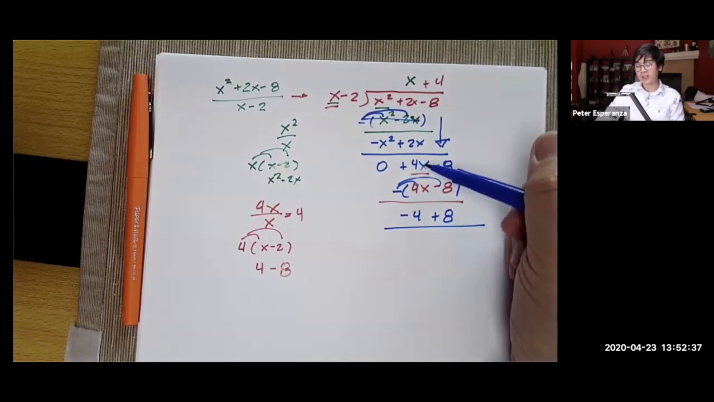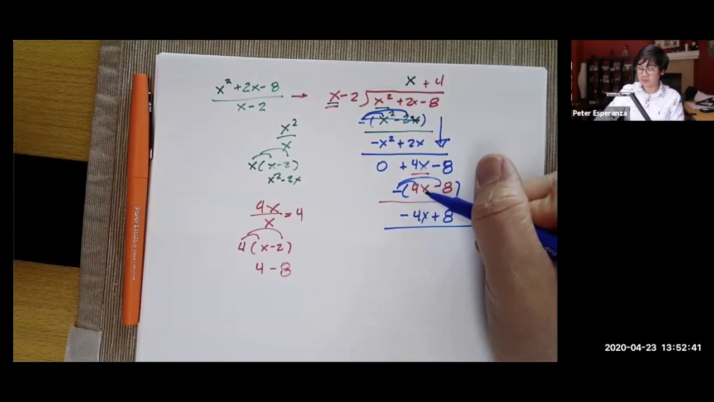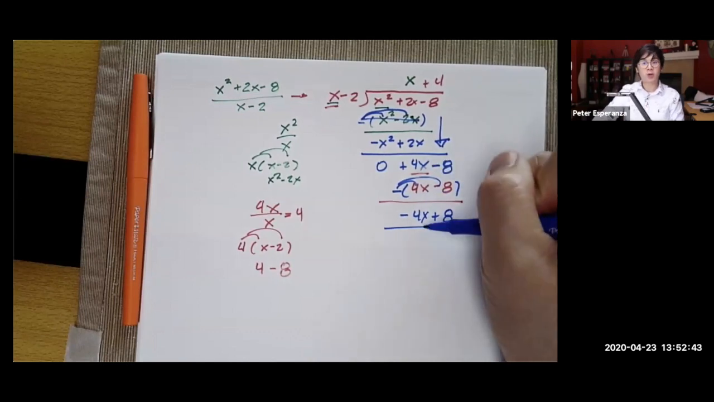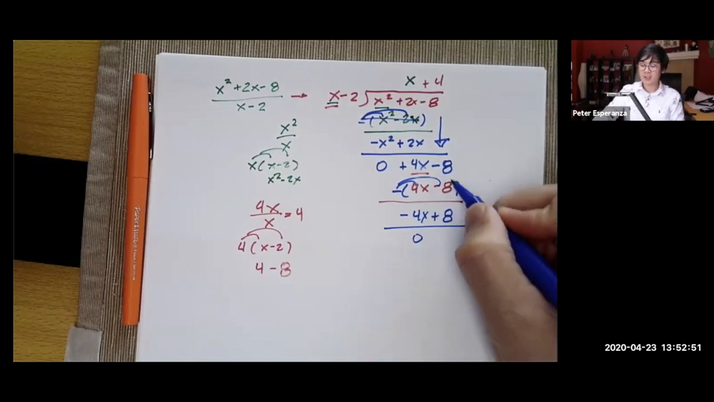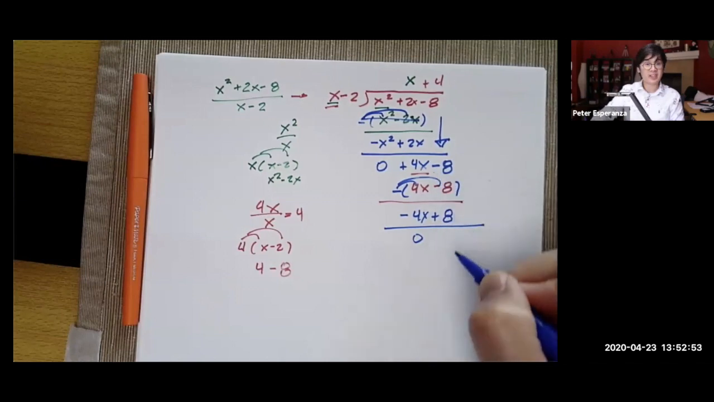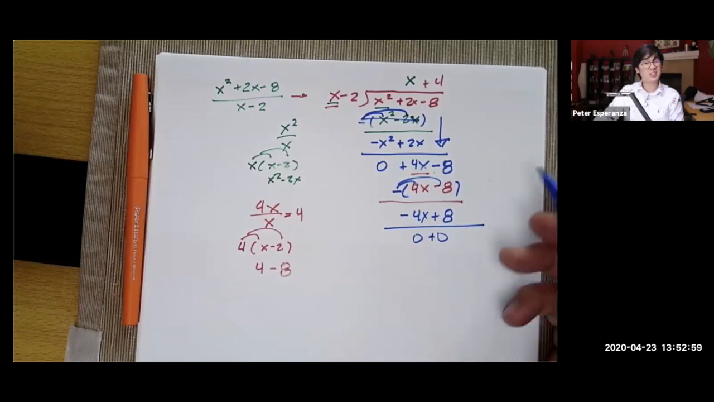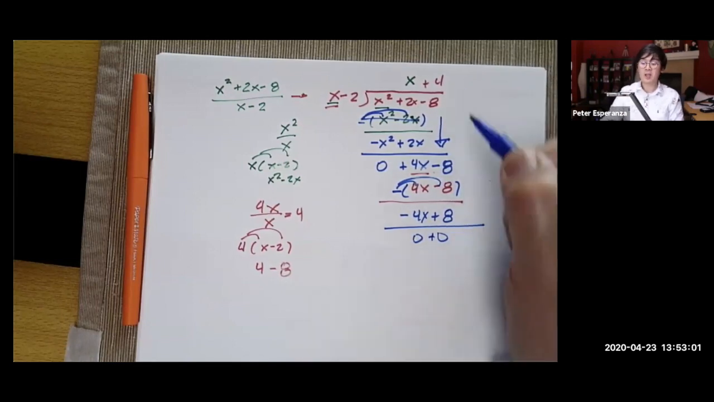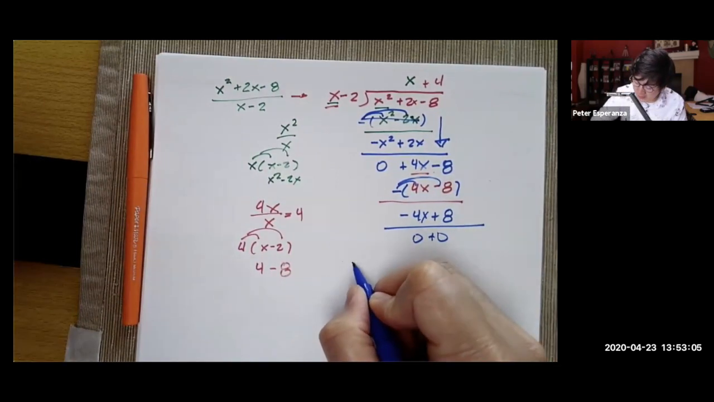What is 4x minus, I'm sorry, it's supposed to be 4x right here. What is 4x minus 4x? Type it in. What is negative 8 plus 8? 0. 0 plus 0, which is 0. That means there's no remainder. So our quotient is going to be x plus 4.